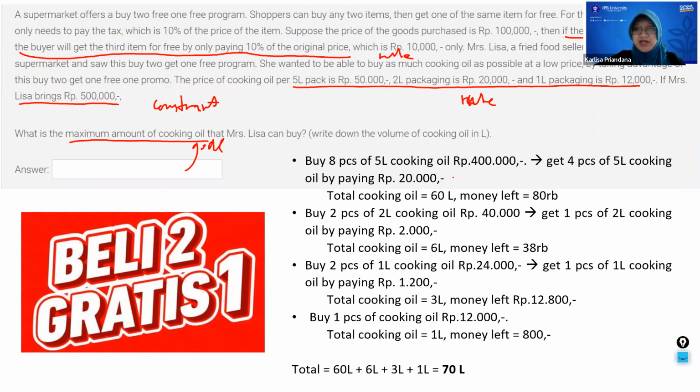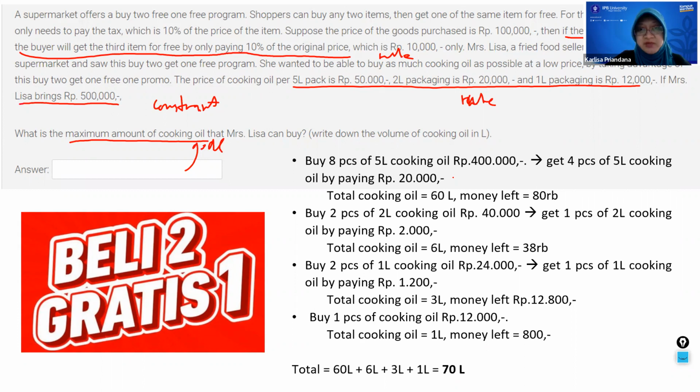So that I can get the free package for free. First I want to buy 8 pieces of 5-liter cooking oil. Why do I not buy 10 of that? Because I will not have any money left for buying the free items.